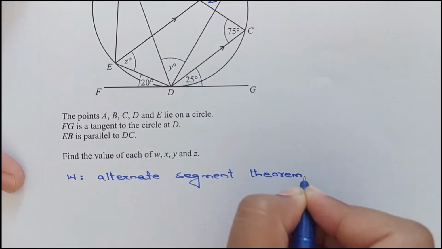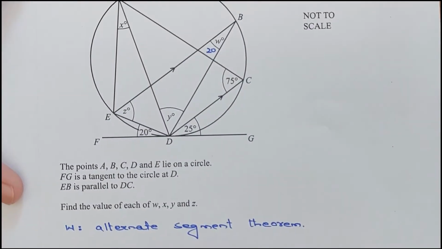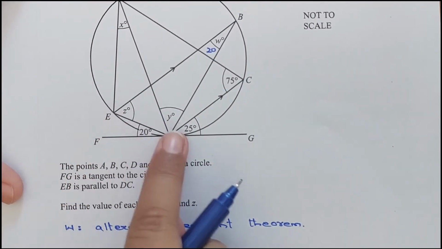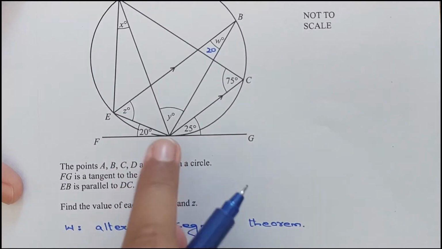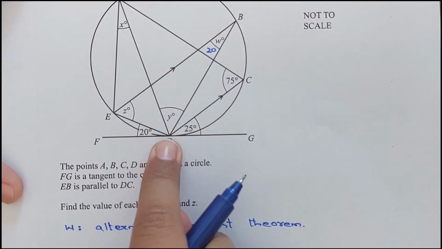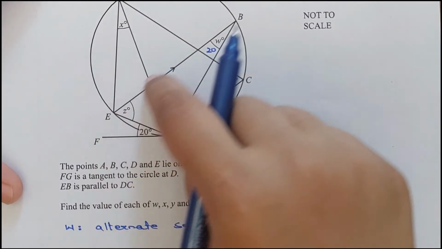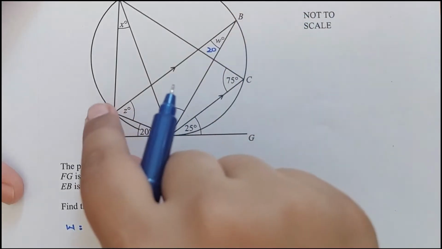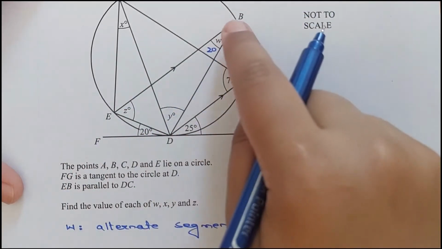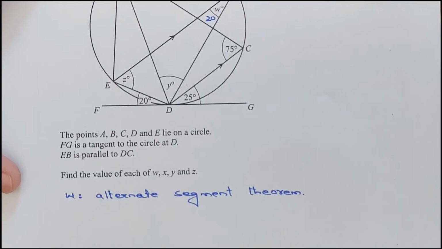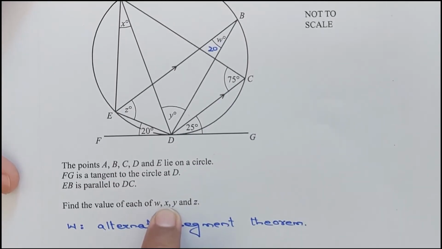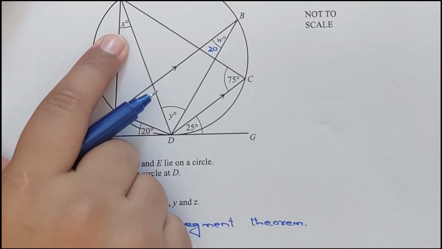Let me explain one more time. Alternate segment theorem says that the angle between the chord and the tangent is exactly the same as the angle in alternate segment, and this is the alternate segment of the chord and the tangent. Now for the next is x. We have to solve for x.